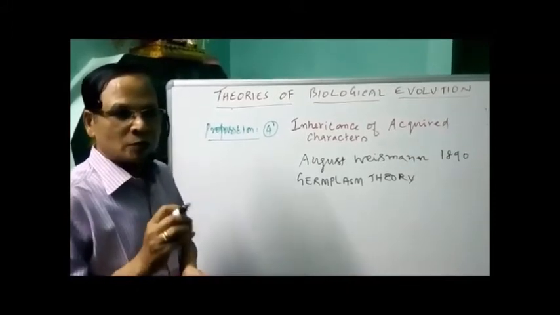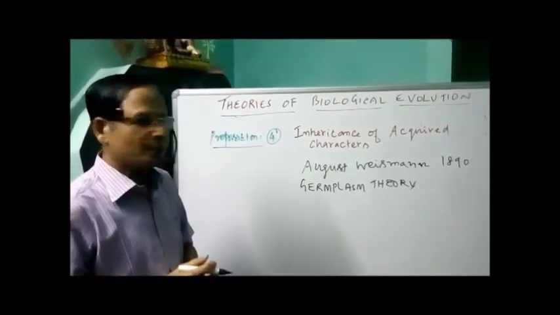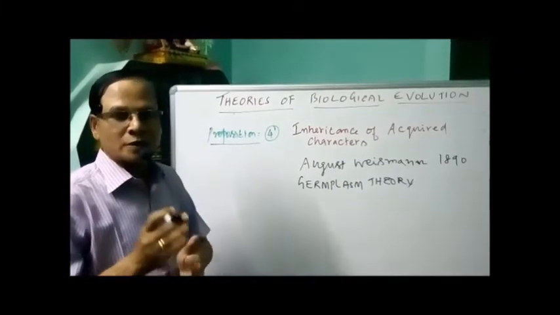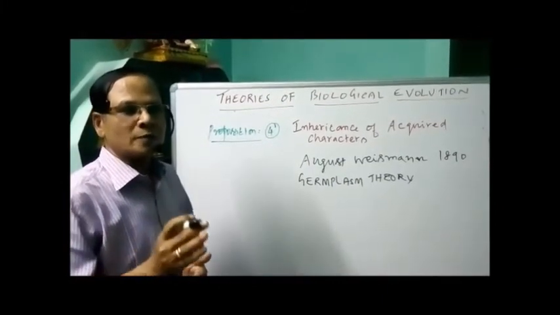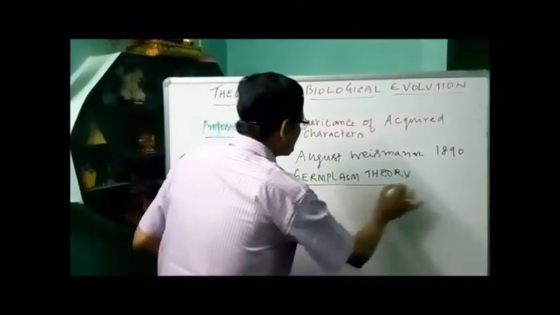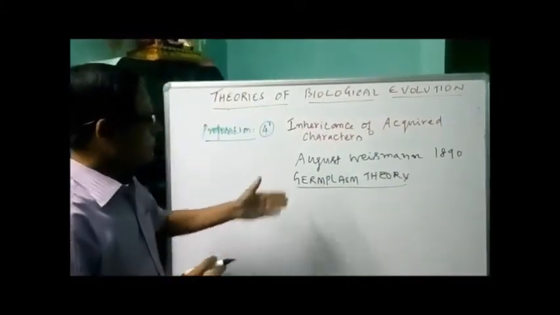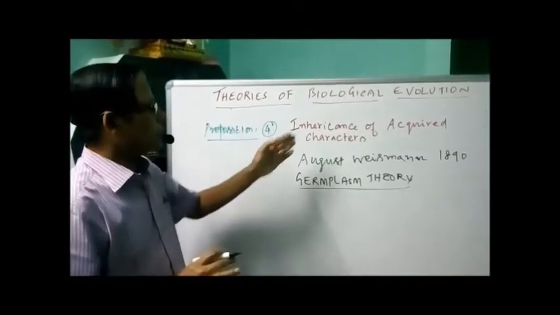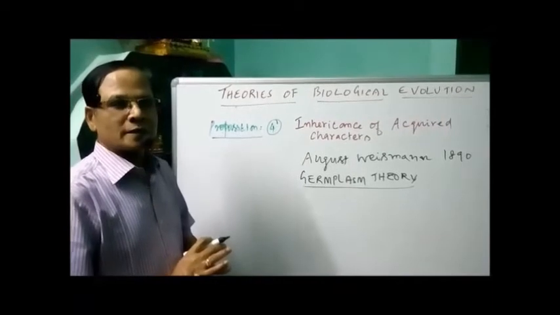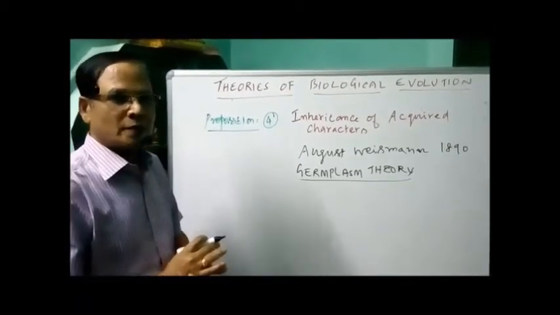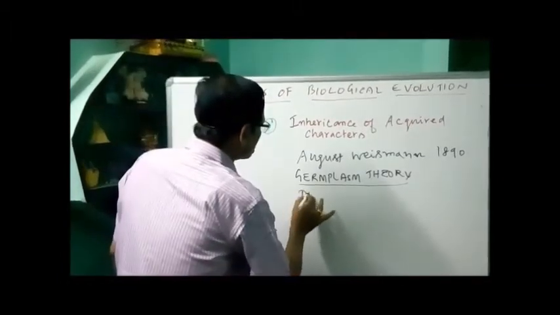So any change in the somatoplasm will not be heritable, but a change in the germ plasm, that is nothing but the germ cells like sperm and egg, will automatically be transmitted to the next generation. That is the main concept of germ plasm theory. By using this theory, he disproved the concept of inheritance of acquired characters of Lamarck. He did an experiment on mice, called the decaudalization experiment.